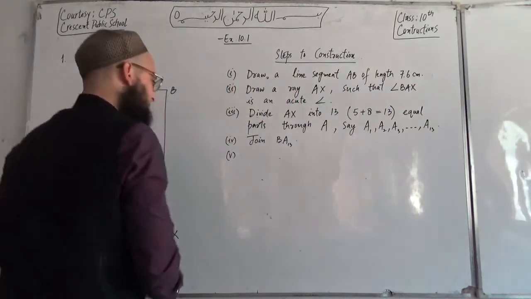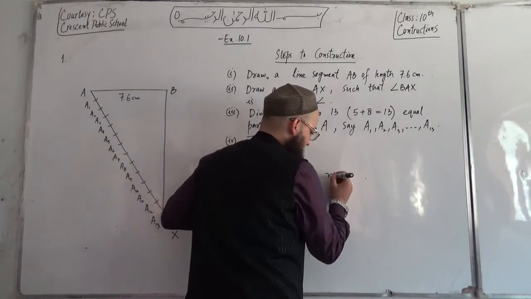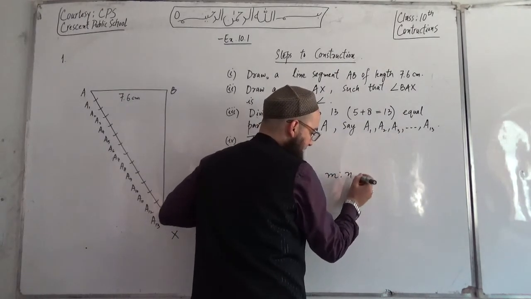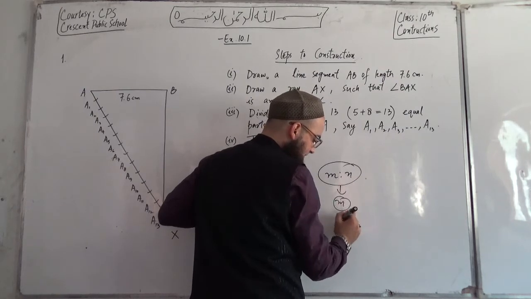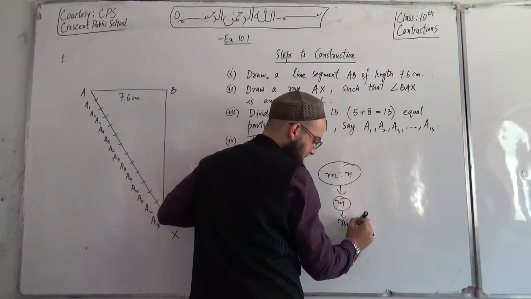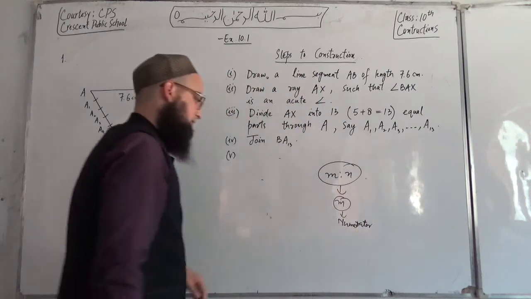Or you just remember like this, numerator. You can take here numerator, for example, because it works. If your ratio is m:n, then take m, numerator. You got it?